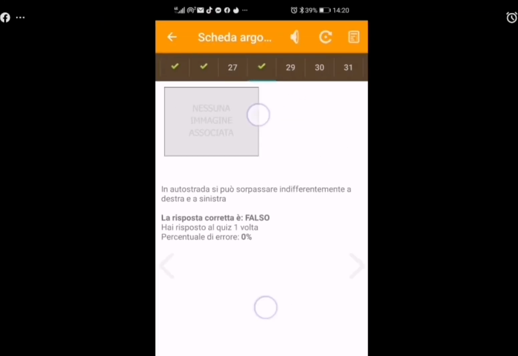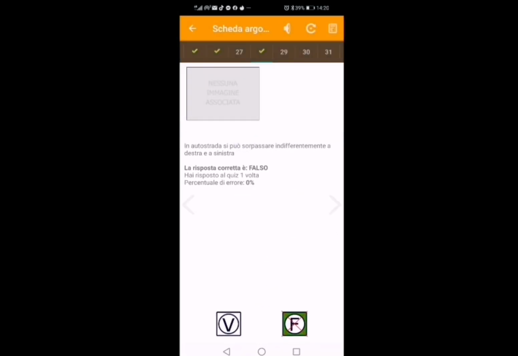The next question here is: in autostrada si può sorpassare indifferentemente a destra o a sinistra? I say in autostrada you can overtake whether from the right or from the left. It is not true. Normally overtaking is done at the left.